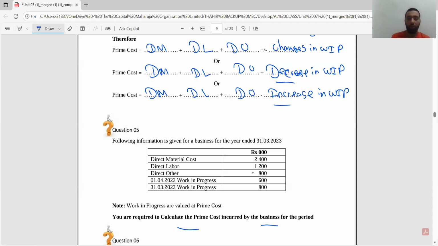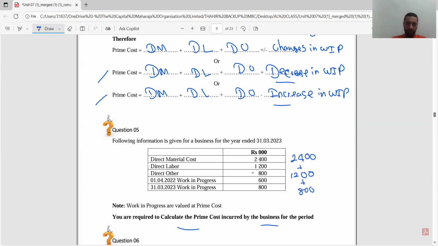So what do you do? Which formula to use? Is it this formula or this formula? Let's see. You add 2,400 direct material. You add direct labor 1,200. And then direct other, you add 800.